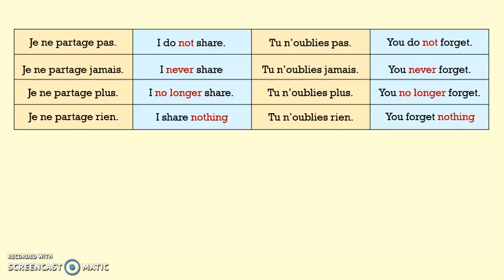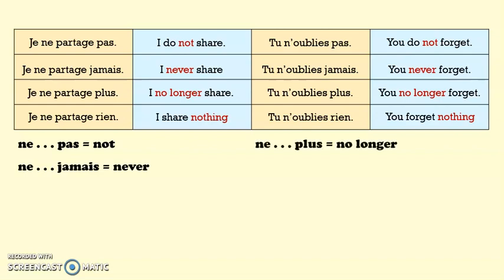All right, just one last review here. Ne pas around the verb means not. Ne jamais around the verb means never. Ne plus around the verb means no longer. And ne rien around the verb means nothing. And that reminds me, I have nothing more to say about negatives in French.